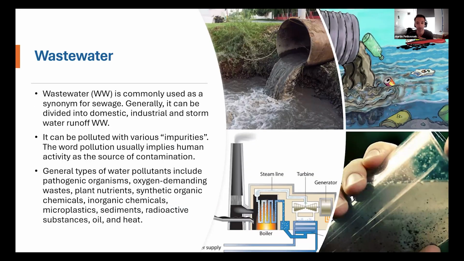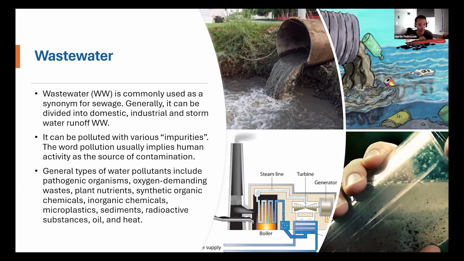So, what is wastewater actually? Commonly, the term wastewater is used as a synonym for sewage, but in reality, it is divided into domestic wastewater, industrial wastewater, and so-called storm runoff wastewater. We can imagine that domestic wastewater contains household gray and black water, while industrial wastewater depends on the specifics of individual processes used in the factories. And storm runoff wastewater is water that comes down on the streets due to rain and snow.